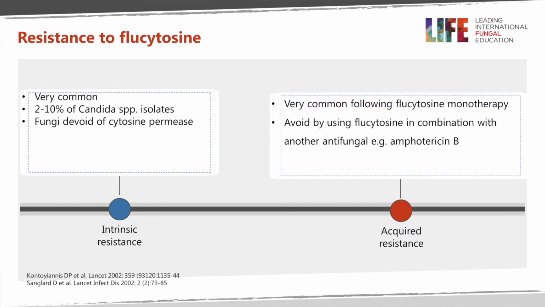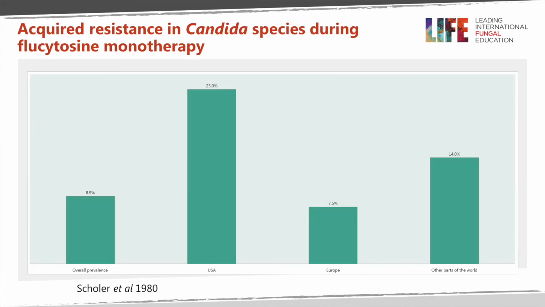Acquired resistance is very common, especially if you use flucytosine as a single agent, and so flucytosine is always used in combination with other antifungal agents like amphotericin B to avoid secondary resistance. A very early study looked at the prevalence of acquired resistance to flucytosine following monotherapy, and it showed that up to 23% of Candida isolates in the US acquired resistance if it is used as monotherapy. That was also fairly common in other parts of the world, with an overall prevalence of acquired resistance of about 9%.